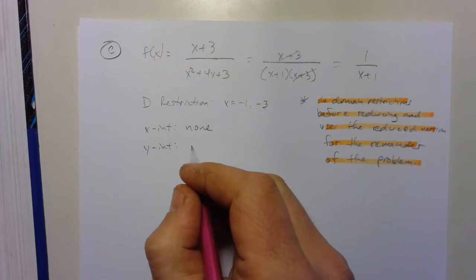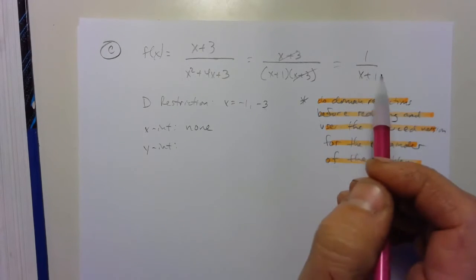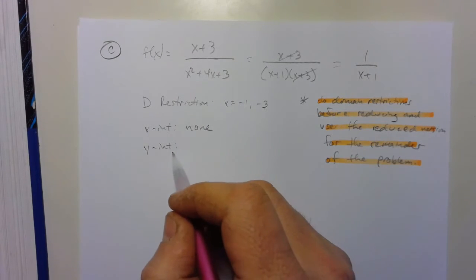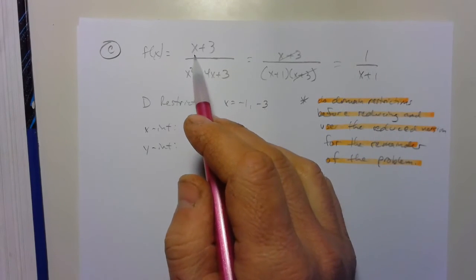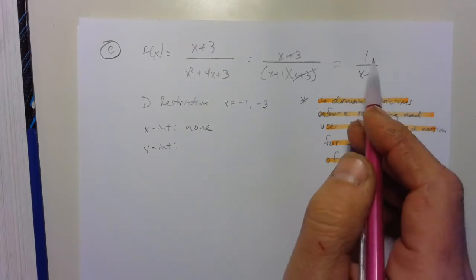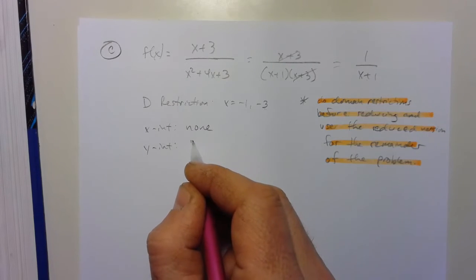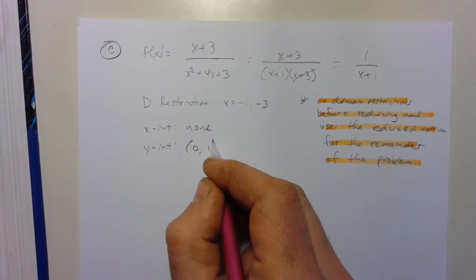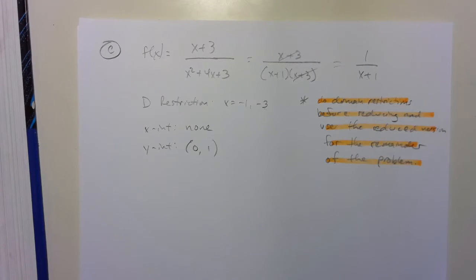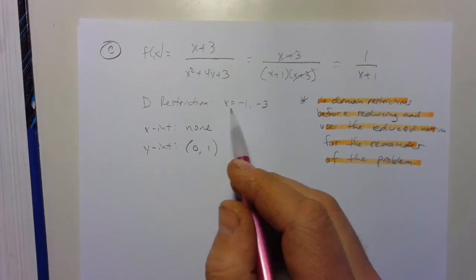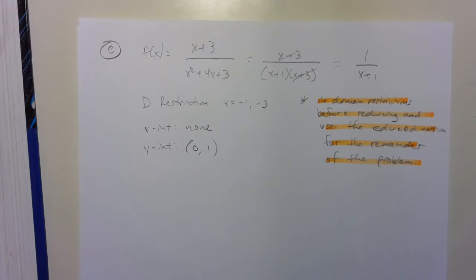So let's think about the y-intercepts. For y-intercepts, you're going to be plugging in 0 for the x values, and again, let's use the reduced version here. If I plug in 0 for the x values, I get 1. So we have a y-intercept for ourselves. Great, so we have some information. We have two domain restrictions, and we have a y-intercept.